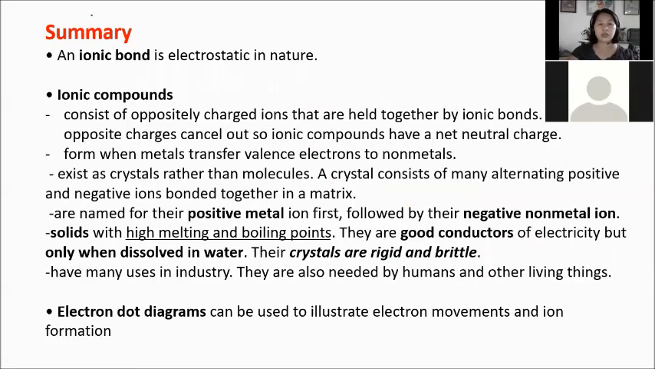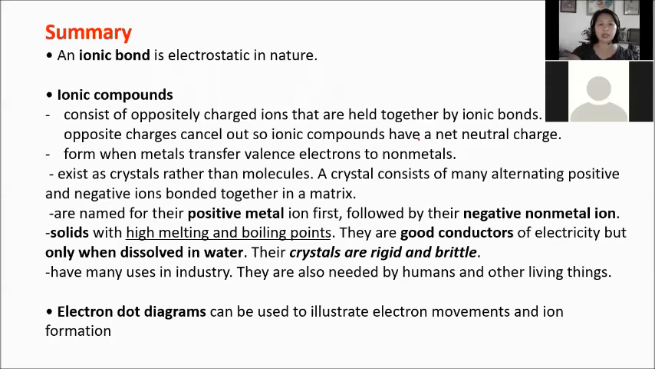So for our lesson summary, an ionic bond is electrostatic in nature. Ionic compounds consist of oppositely charged ions that are held together by ionic bonding. The opposite charges cancel out, so ionic compounds have a net neutral charge and form when metals transfer valence electrons to nonmetals. And ionic compounds exist as crystals rather than molecules. A crystal consists of many alternating positive and negative ions bonded together in a matrix.